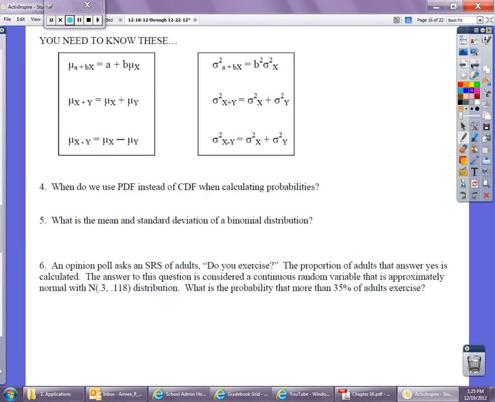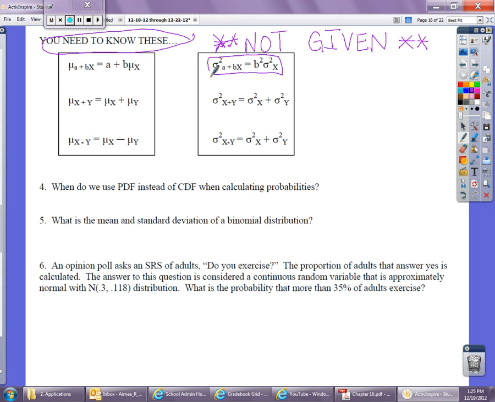Alright, moving on. You have to know these. These are not given to you. Okay? Only what is on that yellow sheet is given to you. These are not given. Memorize them. Okay? Especially this one, which so many of you seem to forget, and this one. Those are kind of unusual rules.